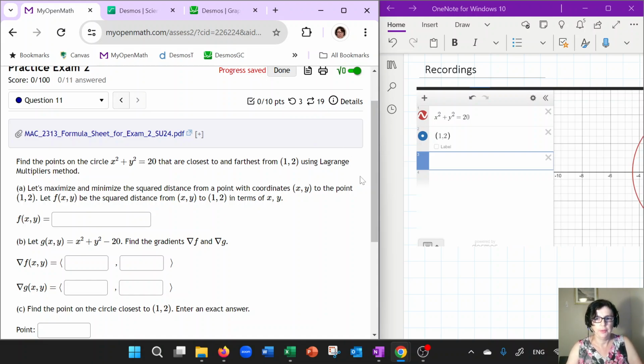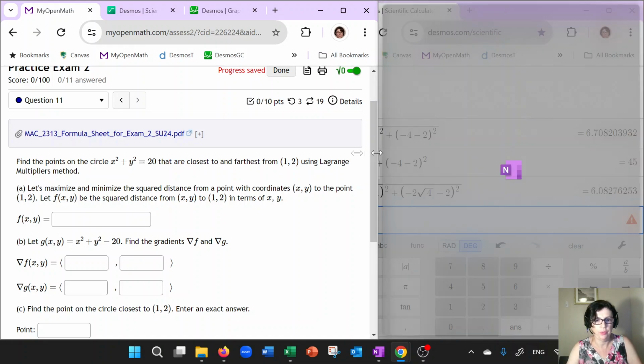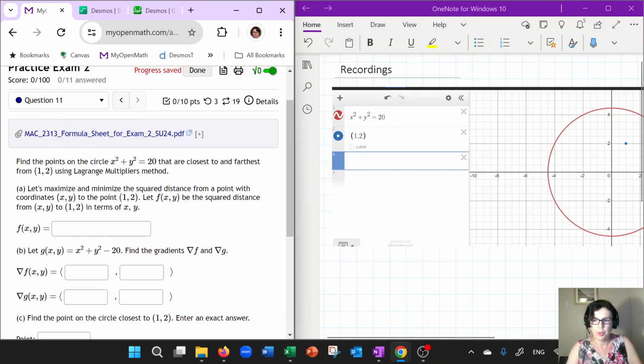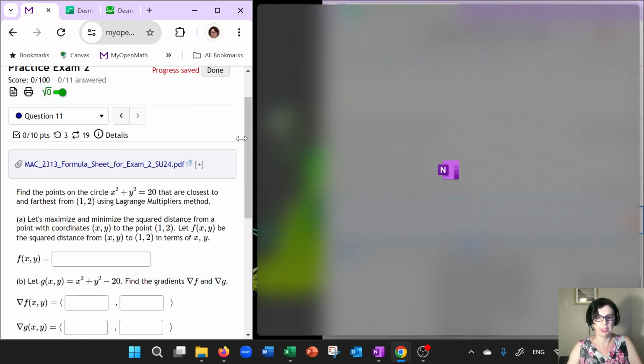Hi guys, in this video we are going to take a look at question 11, and in this question we are trying to figure out 2 points on the circle x squared plus y squared equals 20 that are closest and farthest from point (1, 2), and we want to specifically use the Lagrange multipliers method.